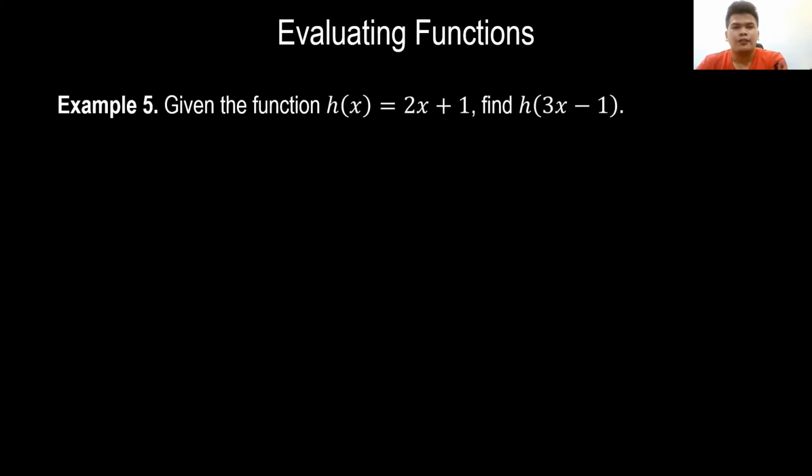So here we have the given function h of x is equal to 2x plus 1. And find h of 3x minus 1. So this is a little bit challenging. So here we have our given function, or our function is defined as h of x is equal to 2x plus 1. Then we are going to evaluate this function when our x is equal to 3x minus 1. So here we have h, then we take the entire value of our x, which is equal to 3x minus 1.